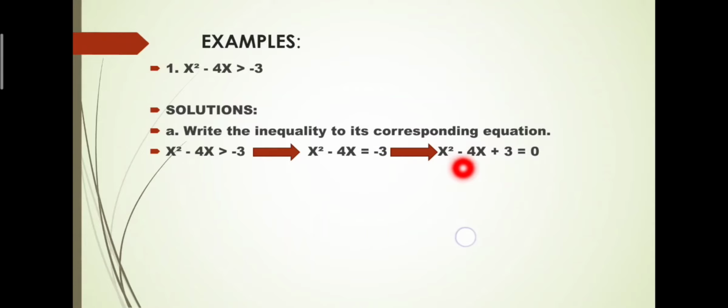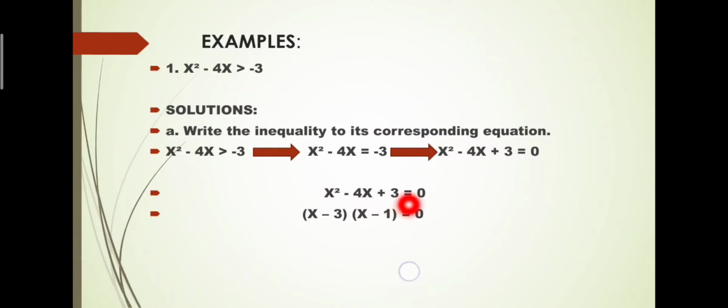The next step is to write it in standard form. So, x squared minus 4x, the negative 3 we will transpose to the left side. From negative, it becomes positive. So, that's why plus 3 is equal to 0. Then after that, copy x squared minus 4x plus 3 is equal to 0. You are going to factor the equation.